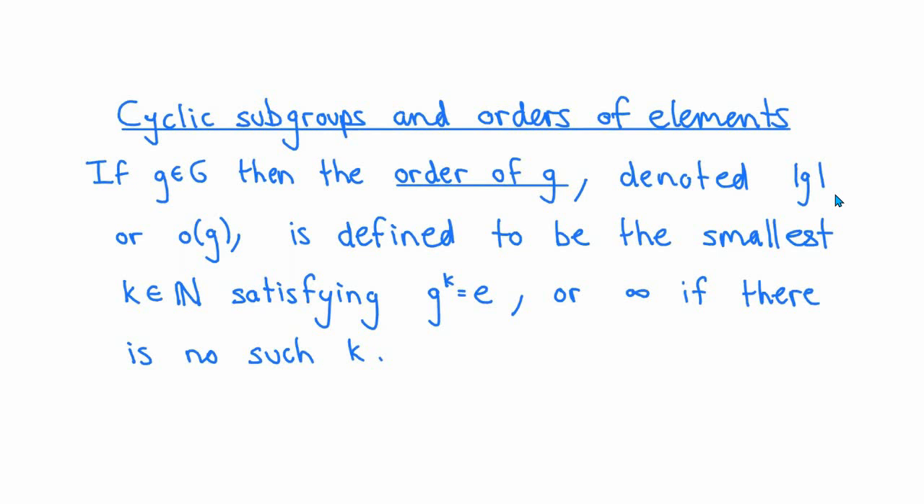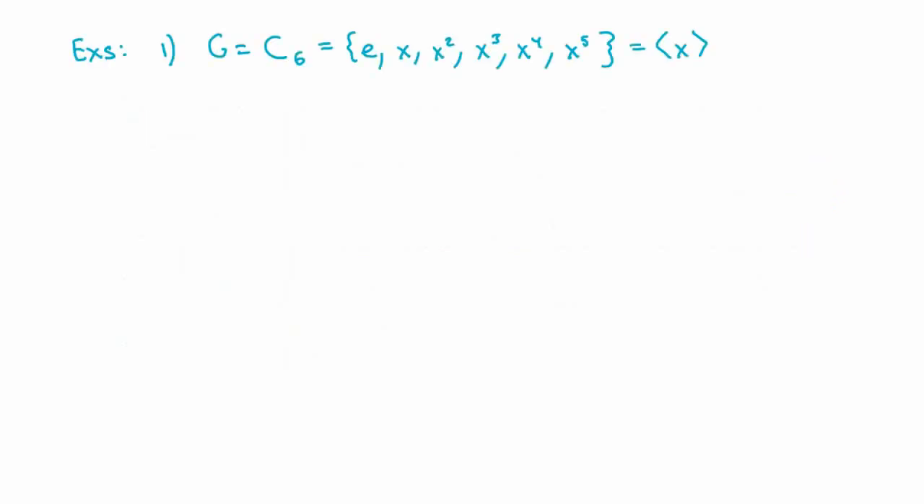Now, in what follows, I'm going to mostly stick with the first notation here. Now first, let's take a look at a few simple examples, just to make sure that we understand the definition. So in the cyclic group of order 6, what is the order of the identity element? Well, it's pretty easy to see that the order of the identity element in any group is 1. So 1 is the smallest exponent with the property that that element raised to the exponent is the identity.